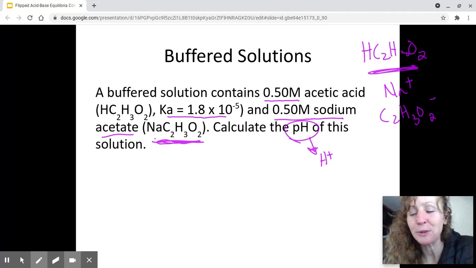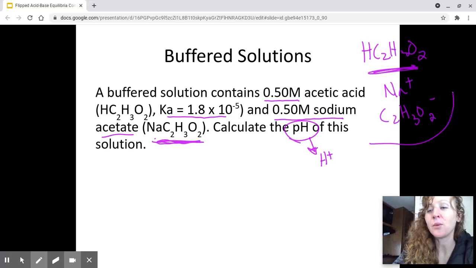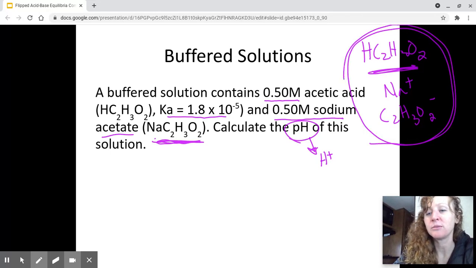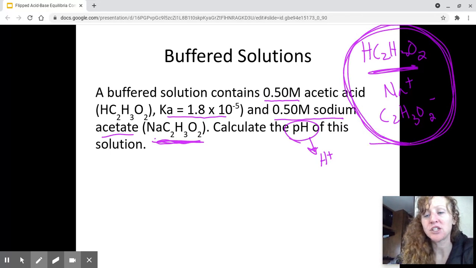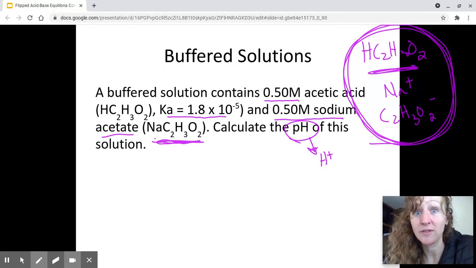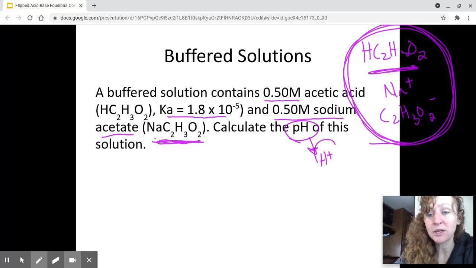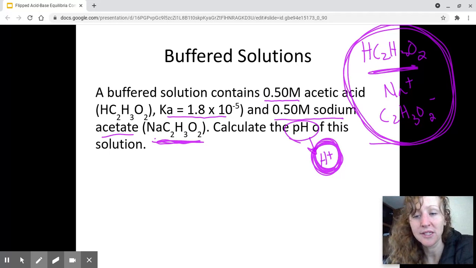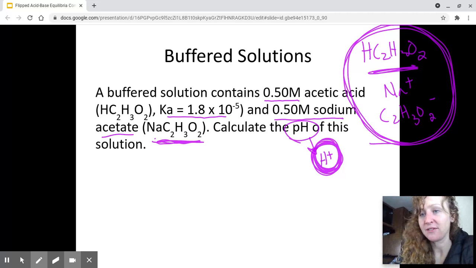That's pretty cool. Okay, so now looking at what our major species are going to be, let's think about the reaction that's going to happen, right? So I have an acid, I have two ions that are a salt. Now, what's the reaction that's going to happen? Keeping in mind, I want to end with a concentration of hydrogen, right? I have a weak acid.